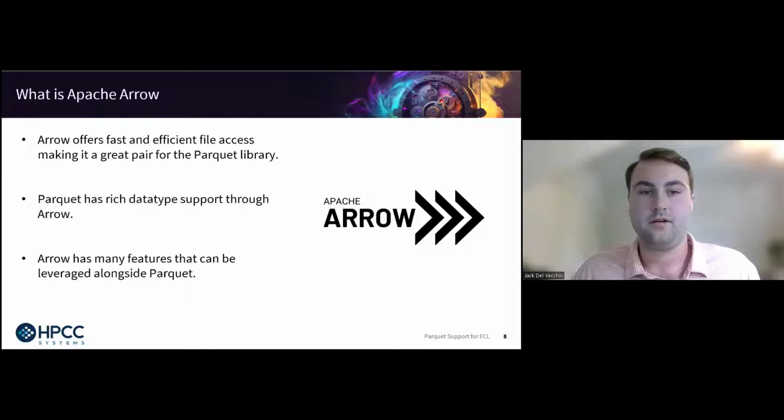So I mentioned Apache Arrow a couple times. What is it? Apache Arrow is the library that offers us access to Parquet. It is essentially the glue that holds Parquet and HPCC systems together. Through it, we get access to data types, complex nested structures, and fast and efficient I/O.